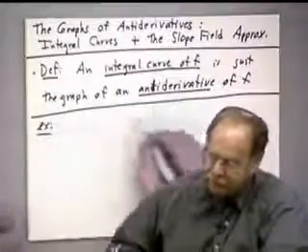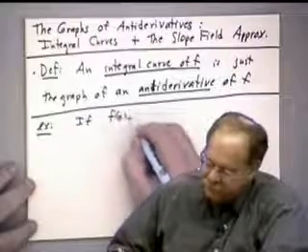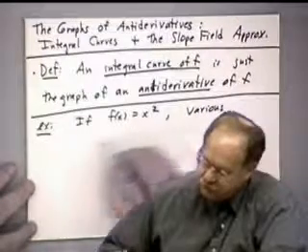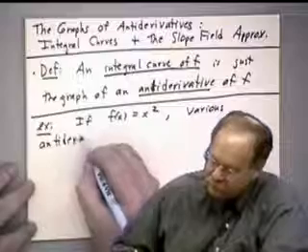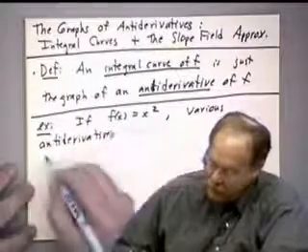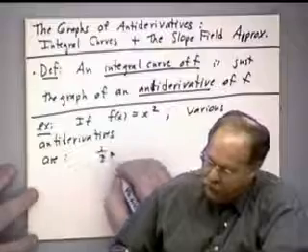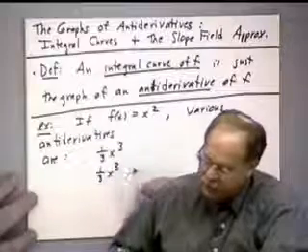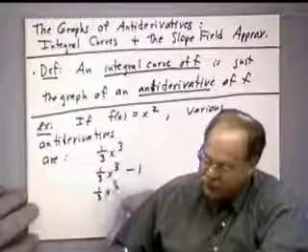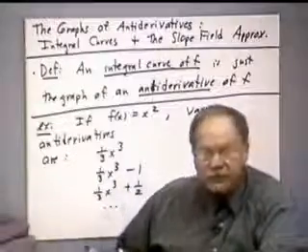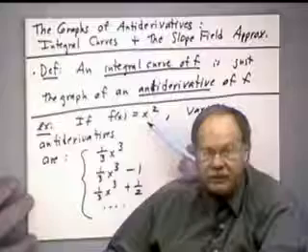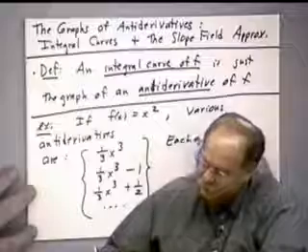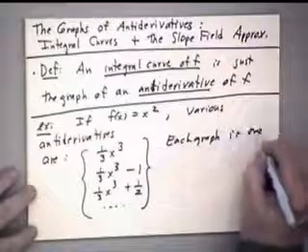Here's an example. If f of x is equal to x squared, various antiderivatives are the following. 1/3 x cubed. We saw that the derivative of that is x squared, but it is also true that 1/3 x cubed minus 1, or 1/3 x cubed plus 1/2, and an infinite number of other choices. Every one of these is an antiderivative of x squared. Each one of them is a different curve. So each graph is one integral curve.